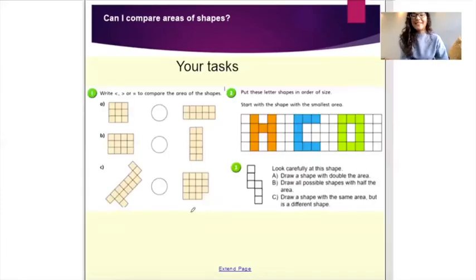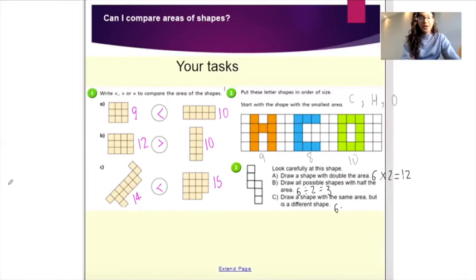Your independent tasks are as follows. You have questions 1, 2, and 3. So have a go at answering them, pause the video, and then when you unpause, we will go through the answers. Now, these are your answers.